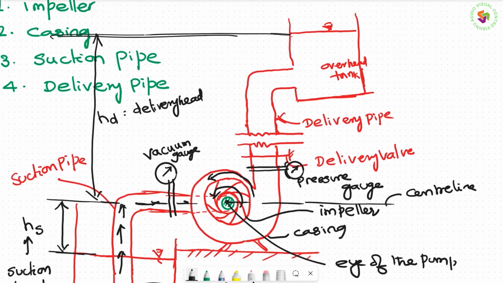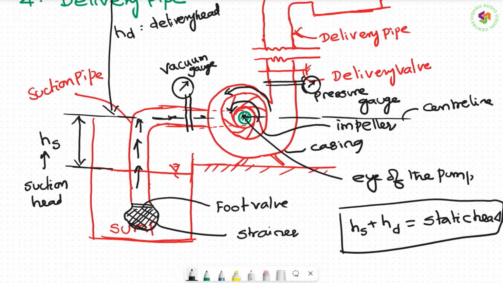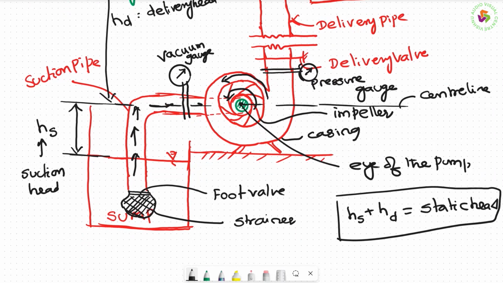If anybody asks you in the exam about the centrifugal pump, this is the minimum that is expected from you. Components: drawing the impeller, drawing the casing, showing the suction pipe, showing the delivery pipe, connecting the delivery pipe to the overhead tank, connecting the suction pipe to the sump, and at the bottom of it we need to have a foot valve and a strainer.